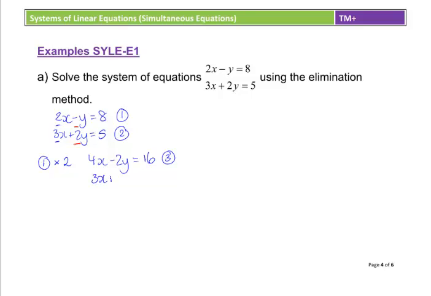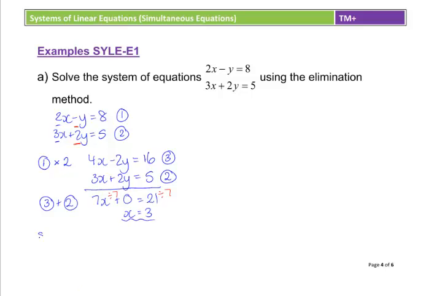I now rewrite my equation 2, and they're the two equations we're going to look at. Now because these are opposites, you've got negative 2y and plus 2y, I'm going to go equation 3 plus equation 2. So 4x plus 3x is 7x, negative 2y plus 2y is 0, so I've now eliminated the y's. 16 plus 5 is 21. So I've got 7x equals 21. To get x on its own, I just divide both sides by 7. So I've now got x equals 3.